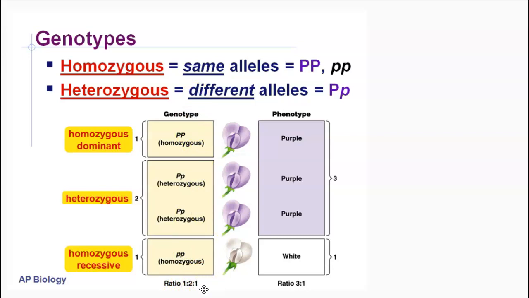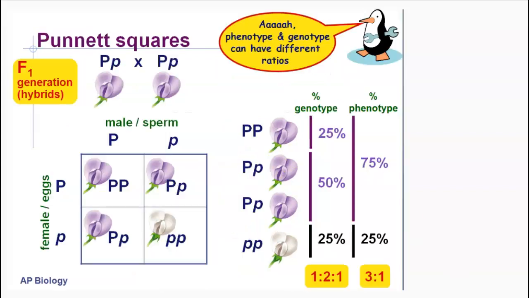Okay, but remember, genotype is what the genes are, and phenotype is what they look like. Well, this makes a purple flower. These also make a purple flower. So with our phenotypes here, we end up with 3 purples and 1 white. So our phenotypic ratio is 3 to 1, which is different from our genotypic ratio because different gene combinations can make the same flower color, if that makes sense.